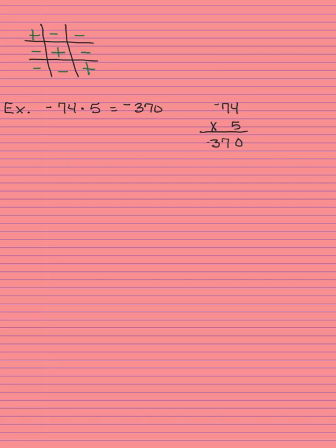You're going to multiply as normal, and then you're going to keep the negative sign. If you look at your diagram, a negative multiplied by a positive is a negative. Next example.